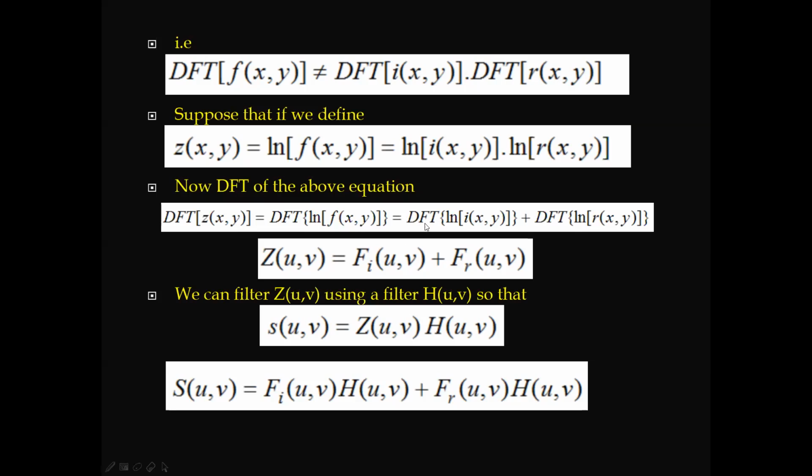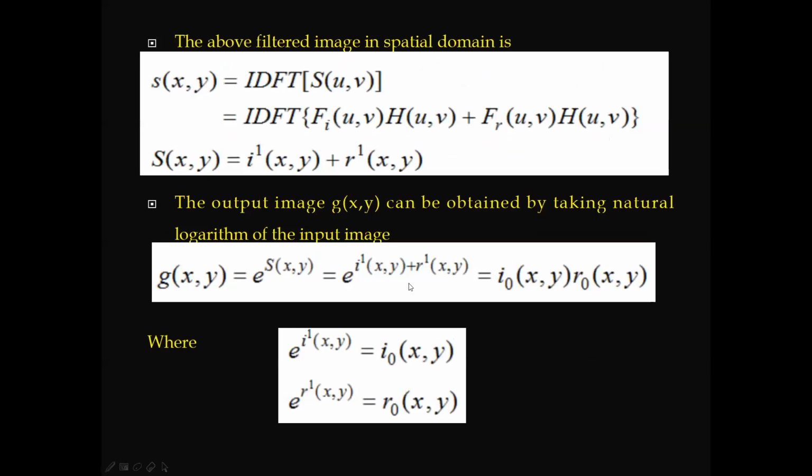And I am assuming that the DFT of ln I(x,y) will be Fi(u,v), and the DFT of ln R(x,y), the reflectance component, will be Fr(u,v). So we can filter Z(u,v) using H. So S(u,v) equal to Z(u,v) into H(u,v). We need to substitute Z(u,v), that is Fi(u,v) plus Fr(u,v), so that S(u,v) equals Fi(u,v) into H(u,v) plus Fr(u,v) into H(u,v).